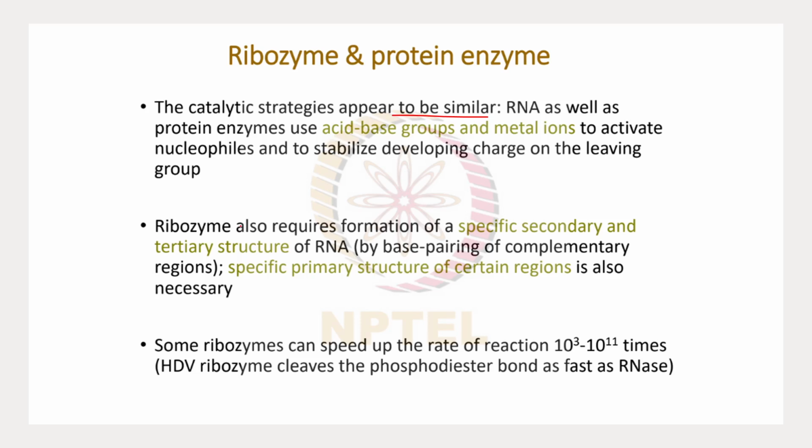So the same process for ribozymes also, they can speed up the reaction up to 10 to the power 3 to 11 times. And in case of HDV ribozyme, this cleaves the phosphodiester bond as fast as RNase. So RNase is a protein or RNA? Can anyone tell me? RNase is a protein or RNA? What do you think?